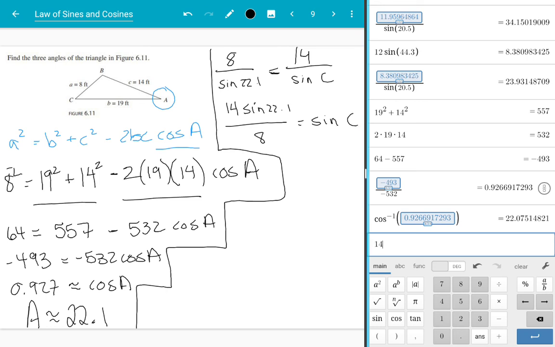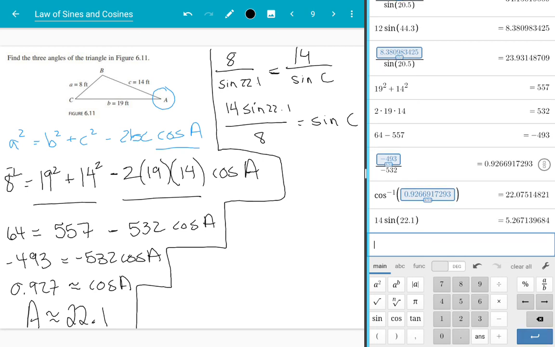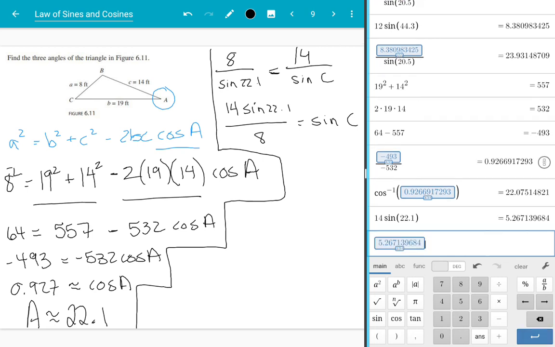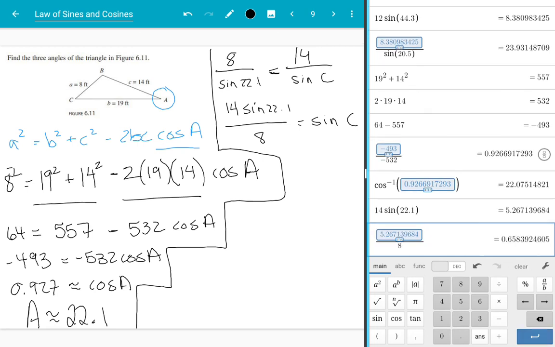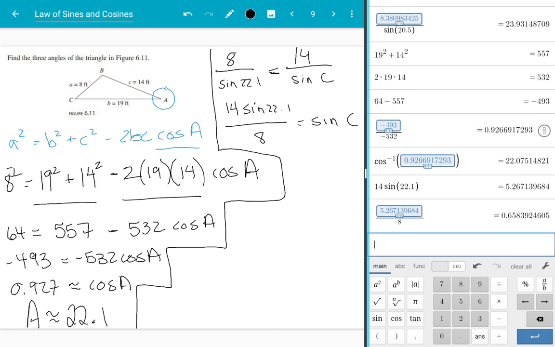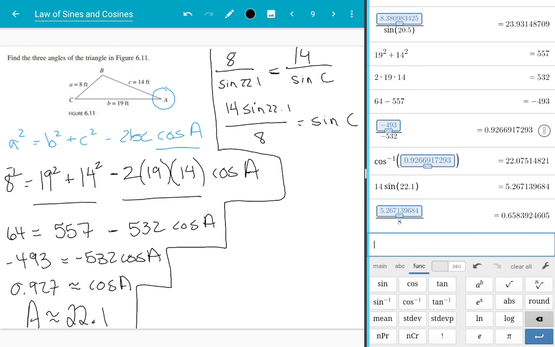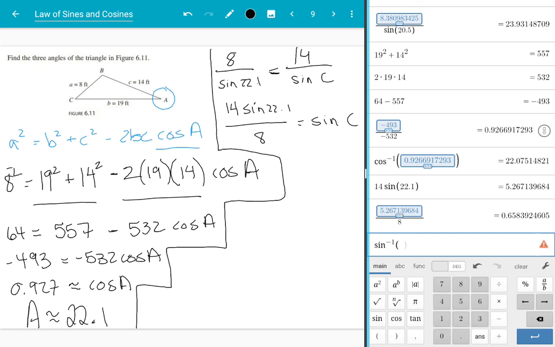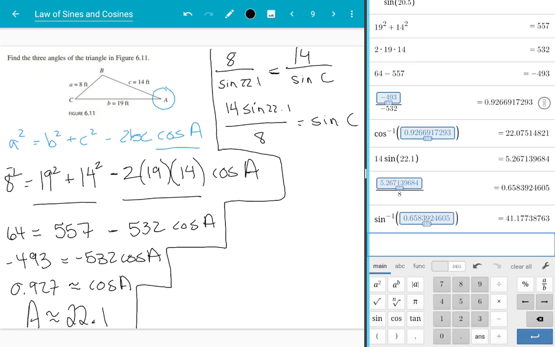14 times the sine of 22.1. And that's going to give me this value. We're going to take that answer and divide that by 8. So 0.65. Take the sine inverse of that answer, and we get 41.2.